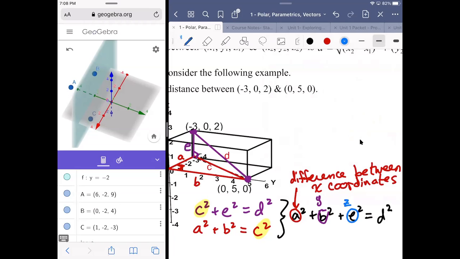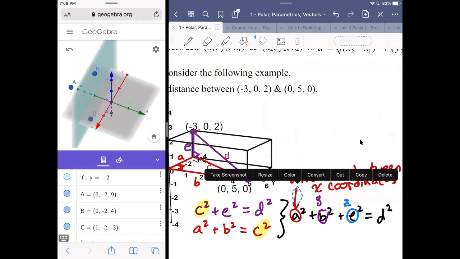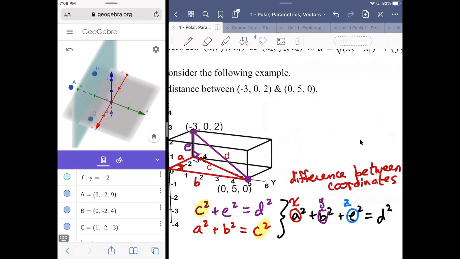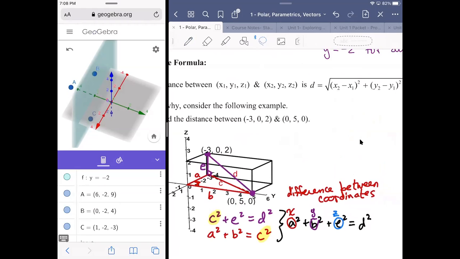So actually, you know what I'll do? I might actually have a fighting chance of making this look pretty nice. I'll just label that right there. Difference between coordinates, specifically the X's, the Y's, and the Z's. And that's because if you look at the A value, it's a displacement along the x-axis. Yeah, it's the negative x-axis, but it's still the x-axis. The B values are a displacement along the y-axis. And even though E isn't specifically on the z-axis, it still represents a displacement along the z-axis.